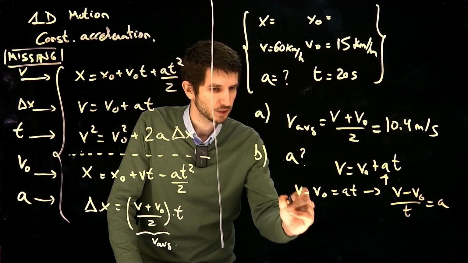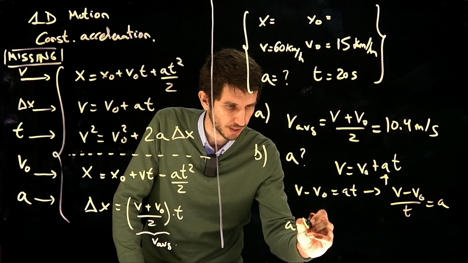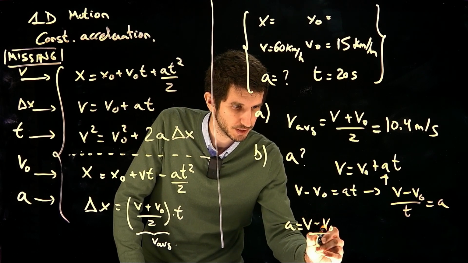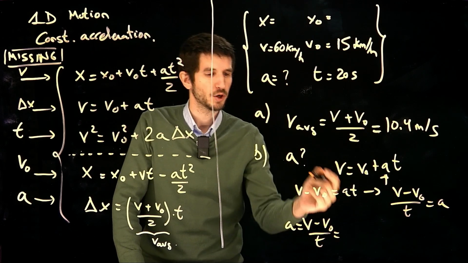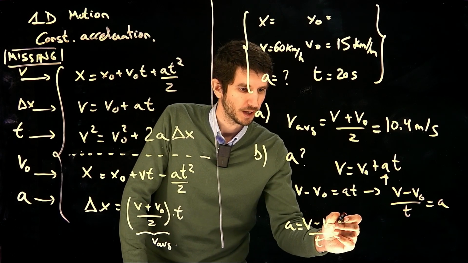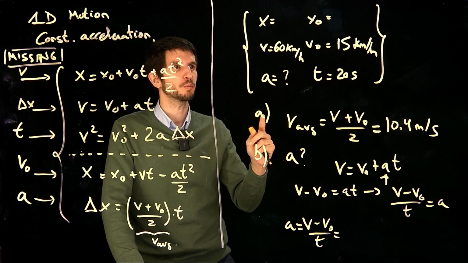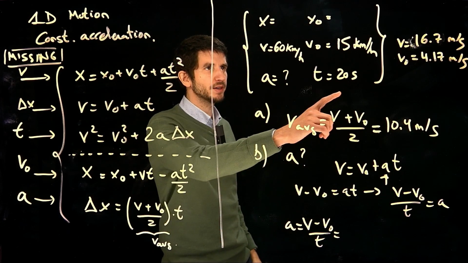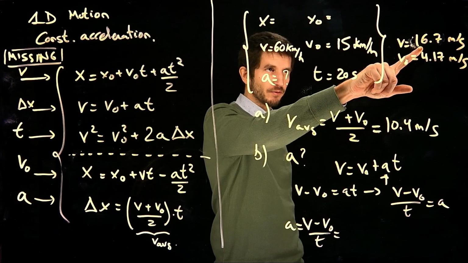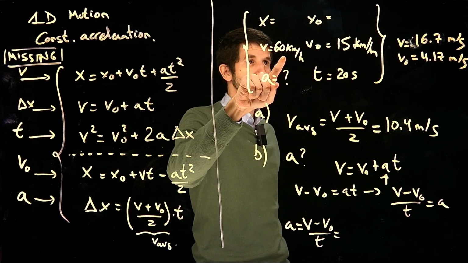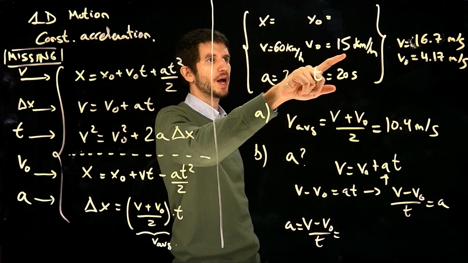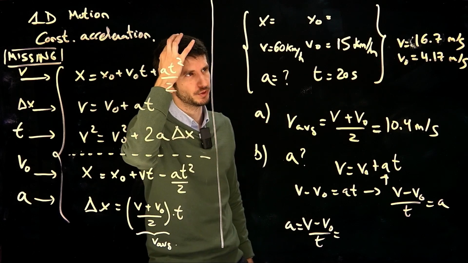Now we want to find the acceleration, then we just need to replace the numbers. Again, this is v minus v sub 0 divided by t. V is the final velocity, we know it's 60 kilometers per hour. And again, we should have converted these numbers. So let's do some magic in here. Then we find velocity in meters per second, finally 16.7, so that 16.7 corresponds to 60 kilometers per hour, 4.17 corresponds to 15 kilometers per hour.